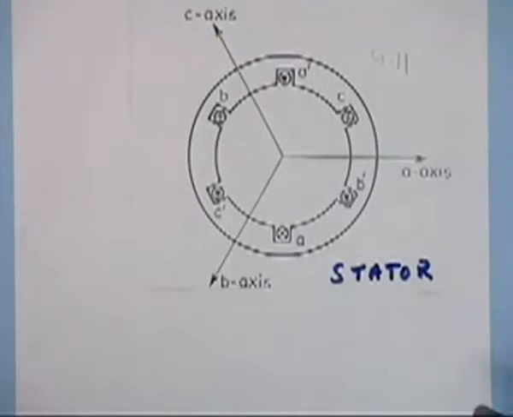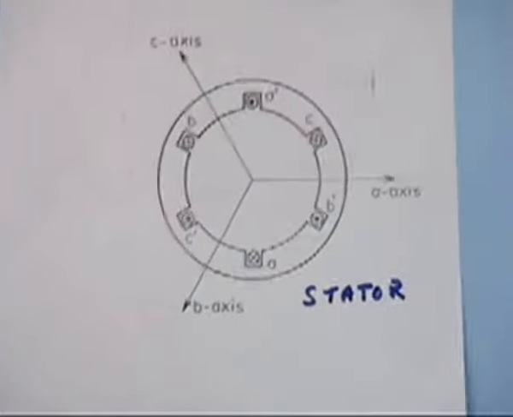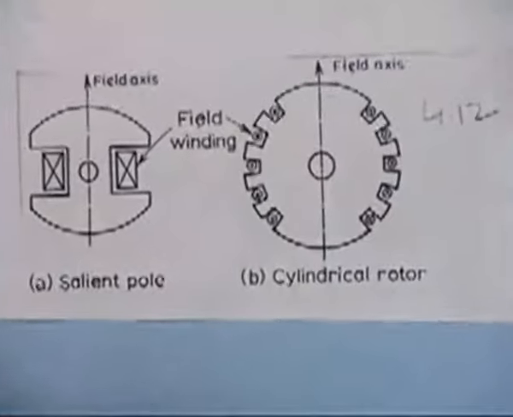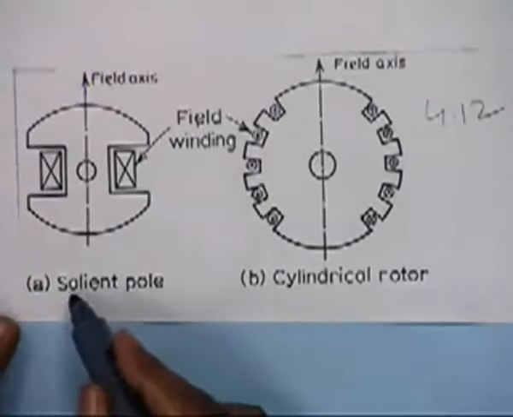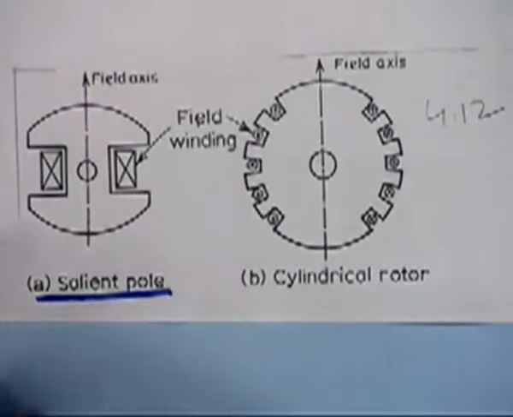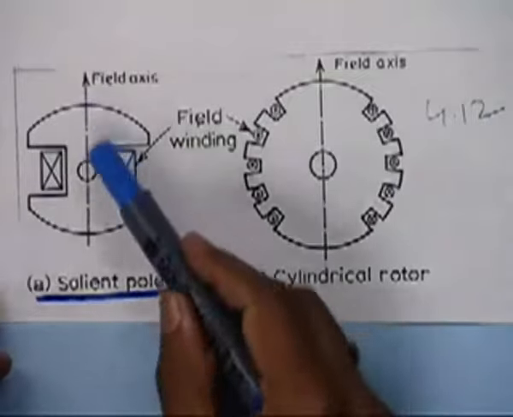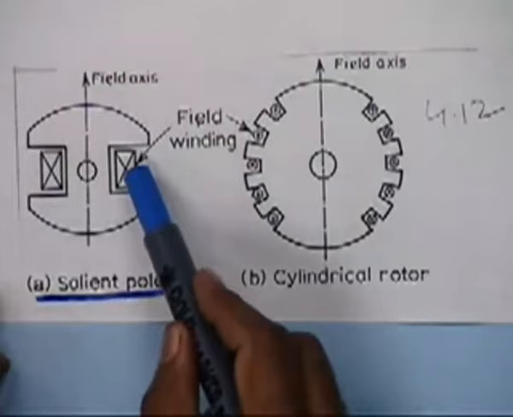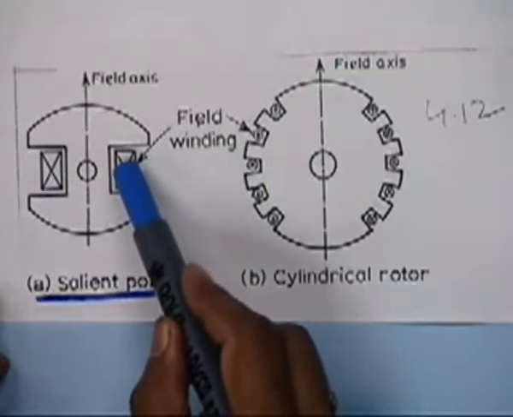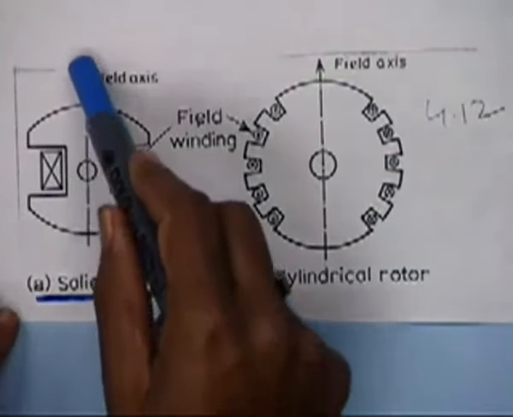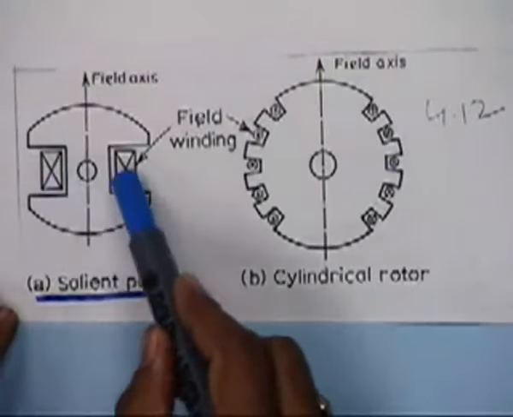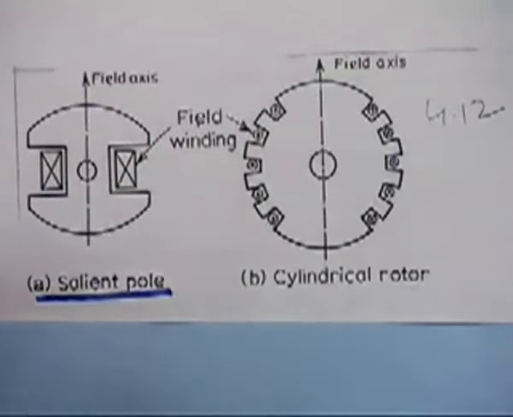And the type of rotors are as follows. This is the salient pole rotor, means it has protruded poles with winding here. So it's wound like this. So whenever you pass a current appropriately, it will produce a magnetic field axis like this. So you notice there are only lumped coils placed on the poles.